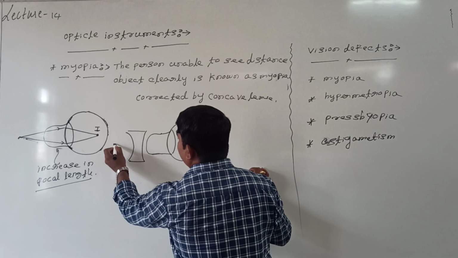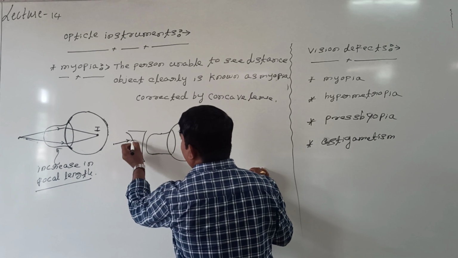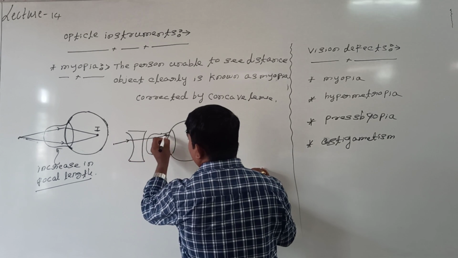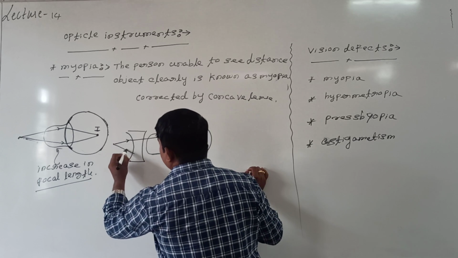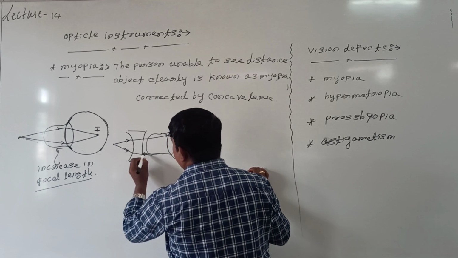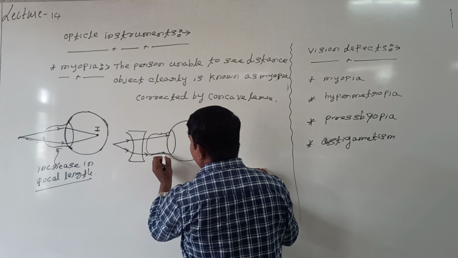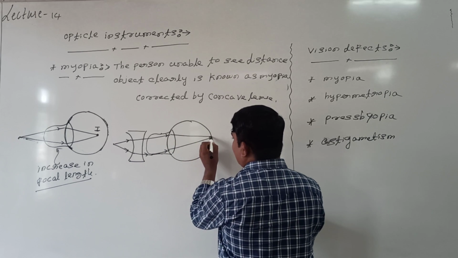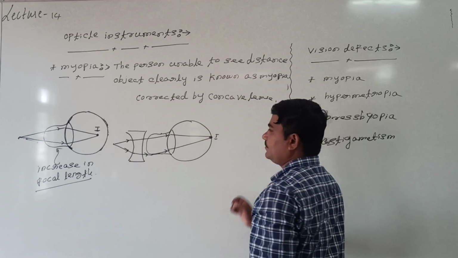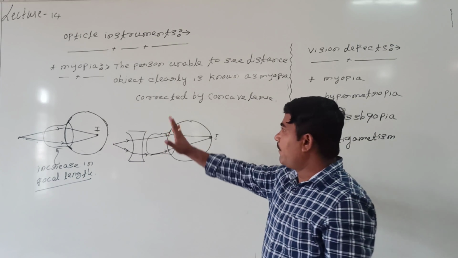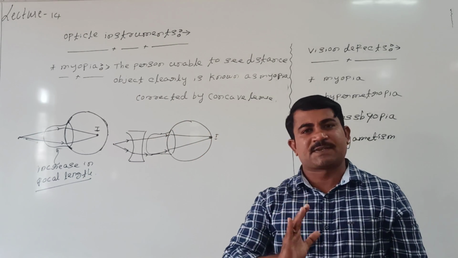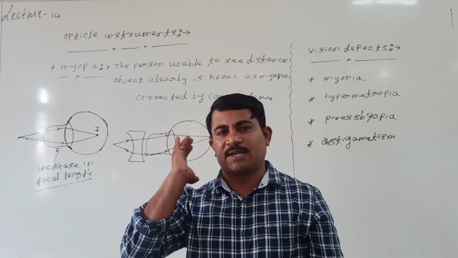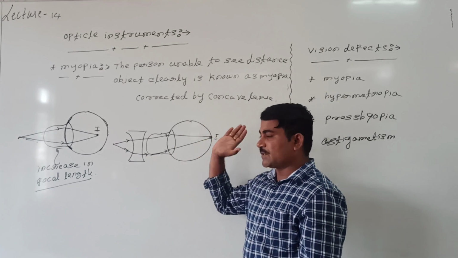When the concave lens is used, then this is the object. From this object, the ray of light incident and gets diverged. Diverge means it comes like this. Again, the ray of light incident, gets diverged. The ray of light can incident like this. Again, after refraction, where can the image occur? The image can occur exactly on the retina. Then the myopic vision defect is corrected by a concave lens. So this is concerned with myopia.